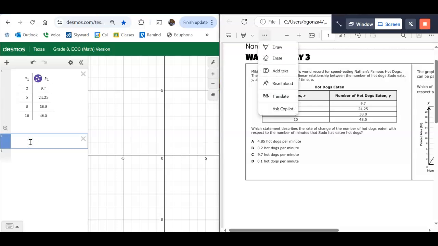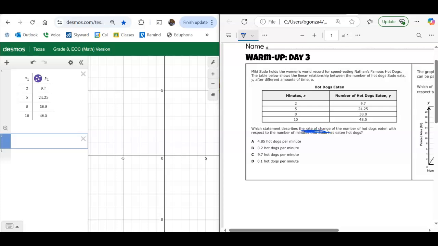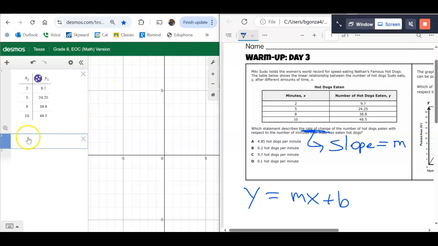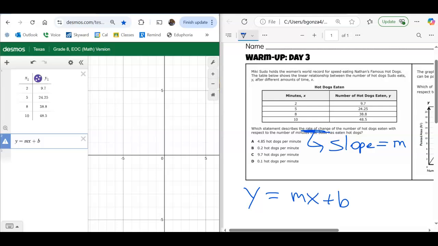Now here's the deal. If we want the rate of change, we need to get the slope. And slope, if you remember, is the letter M. Now, when I have M, that reminds me of y equals mx plus b, right? But here's the deal. If you type in y equals mx plus b, it's not going to do anything, right? Do you remember the little tweaks we have to do? What do we have to change about y equals mx plus b? So what's supposed to go next to y and x? 1. y1, x1, right? So let's put that.